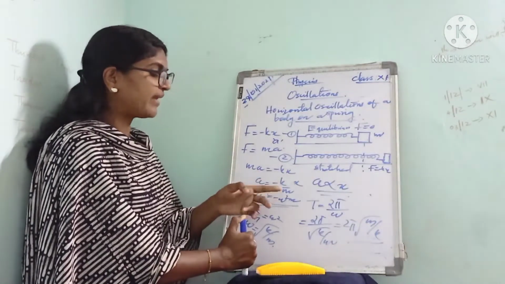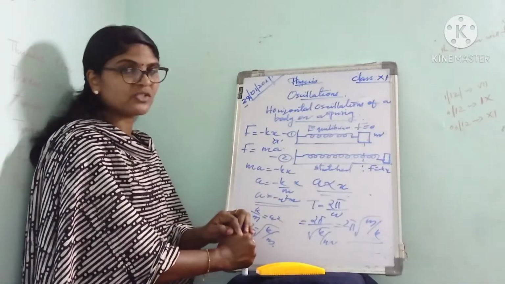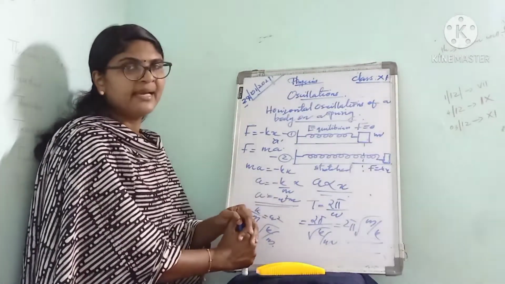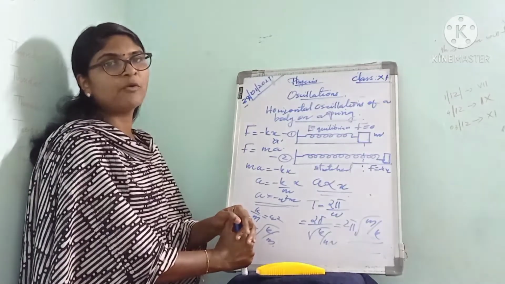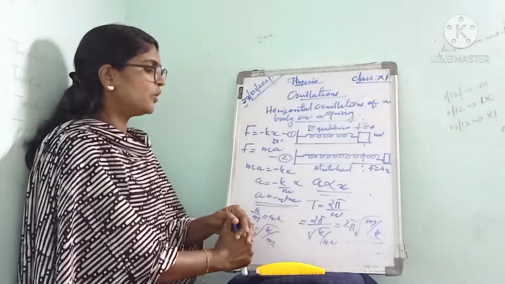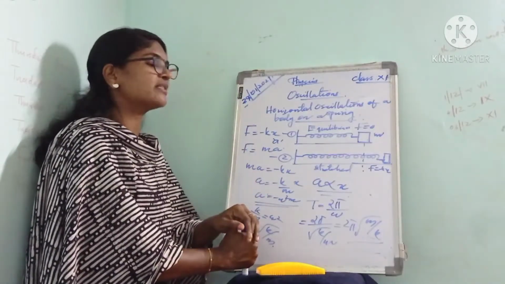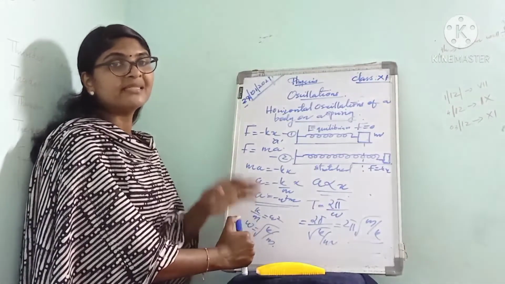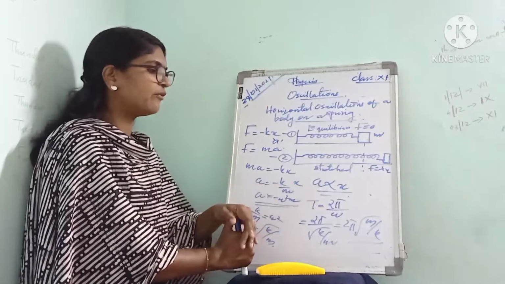But we know the value of k by m is omega square. So we can write a equal to minus omega square x, or a proportional to x. Actually, this is the condition for a motion to become what? Simple harmonic motion. So we can conclude that the horizontal oscillation of a loaded spring is essentially a simple harmonic motion.